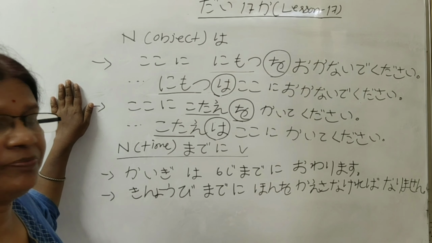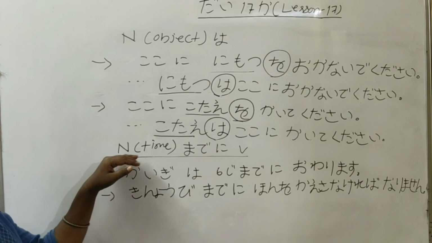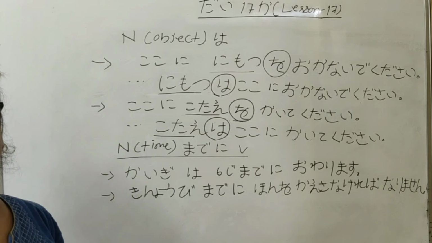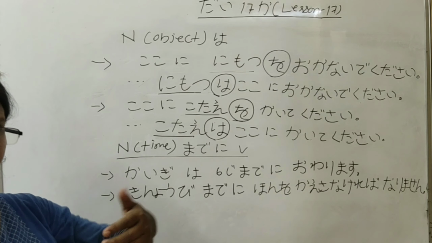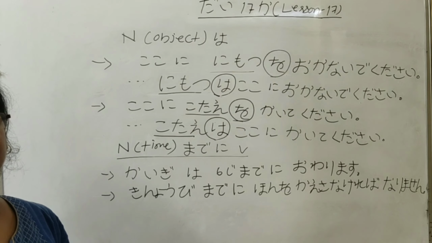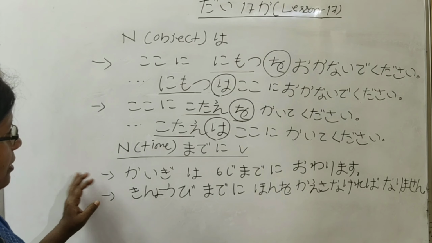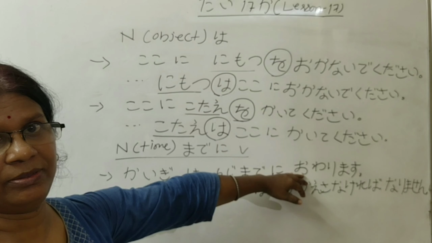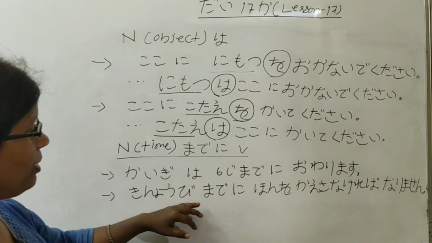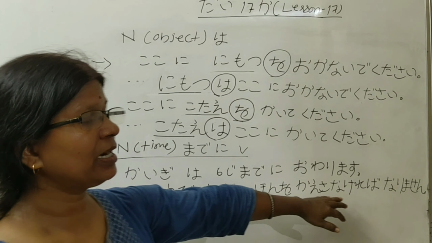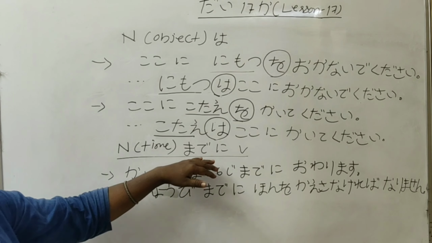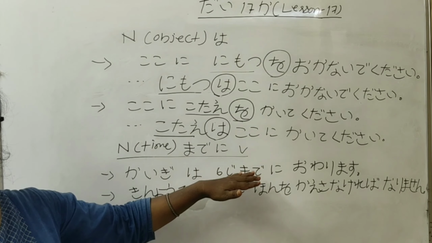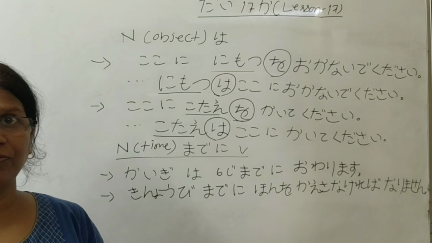Hope you understand it. Next comes noun, time, madeni, verb. Madeni refers to a particular time. Okay? By this time, you need to finish some work. Look here. Kaigi wa rokuji madeni owarimasu. Kinyobi madeni hon o kaesanakereba narimasen. So, madeni is used for a point of time or a time limit. By that time, that action needs to be finished.